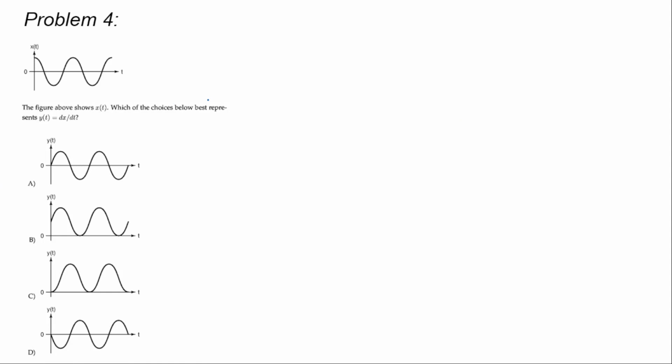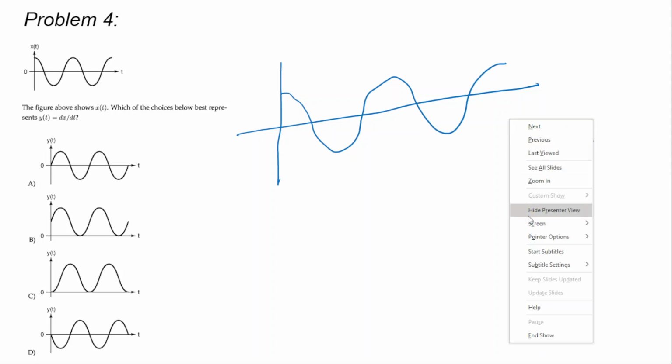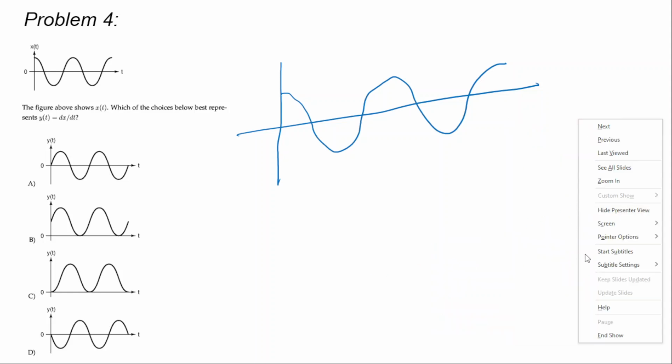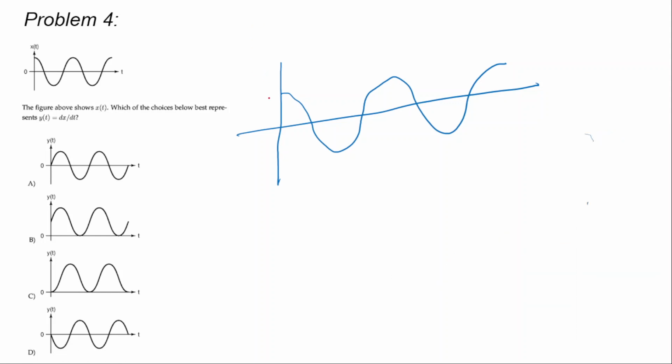In this problem we need to find the slope. Suppose let's draw this. Let me take a different color. Okay, at time t equals 0, if we draw the tangent at this point, then it will be horizontal, so that means the slope is 0.